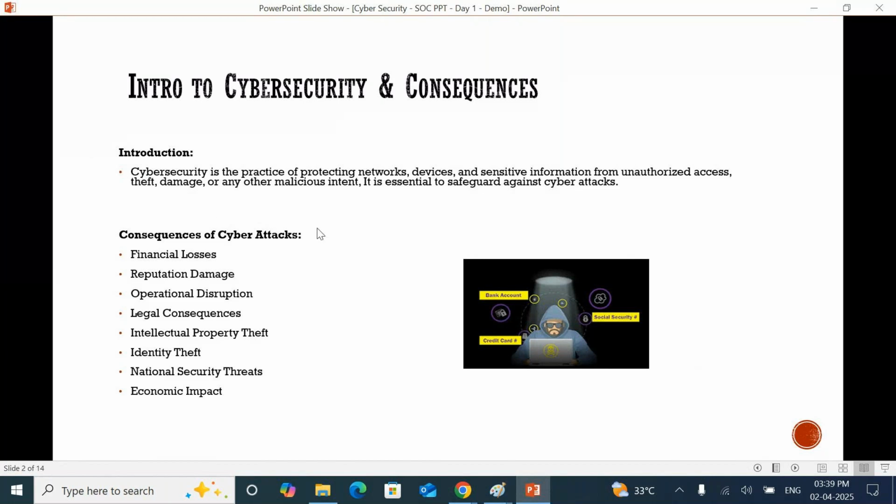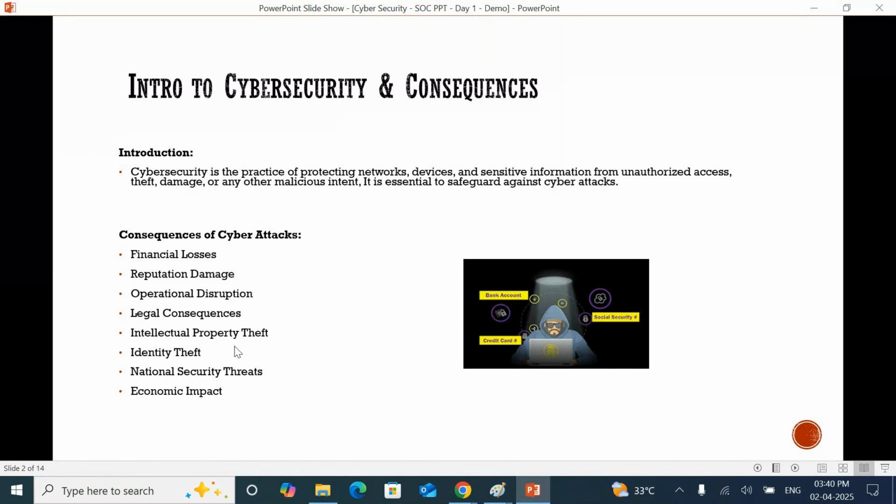So, what are the consequences of a cyber attack? Simply financial losses, reputation damage, and also operational disruptions, legal consequences, intellectual property theft, identity theft, national security threats, and economic impact. As I said, if any attack happens on your network, it definitely leads to financial losses, reputational damage, and automatically operational disturbances. Accordingly, legal consequences will be needed immediately.